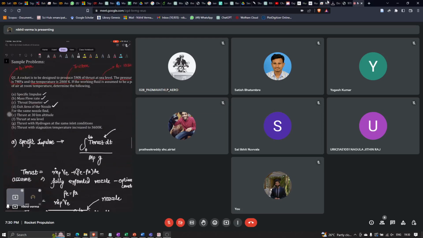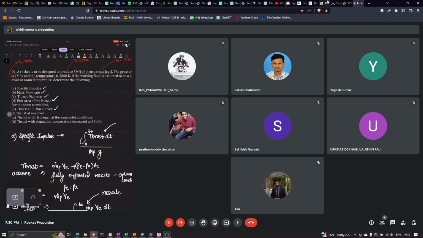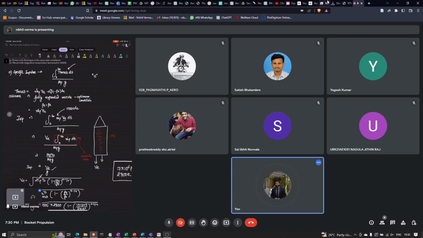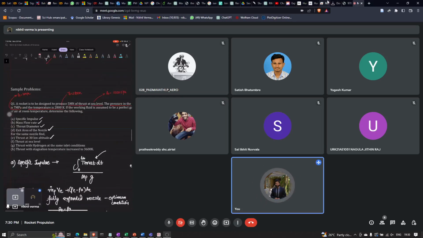Next thing is we have to calculate what is thrust at 30 kilometers of altitude. So any idea how to calculate the thrust at 30 kilometers of altitude? So what things will change in this? It is also given 30 kilometers of altitude for the same nozzle dimensions. Any idea what parameters will change?